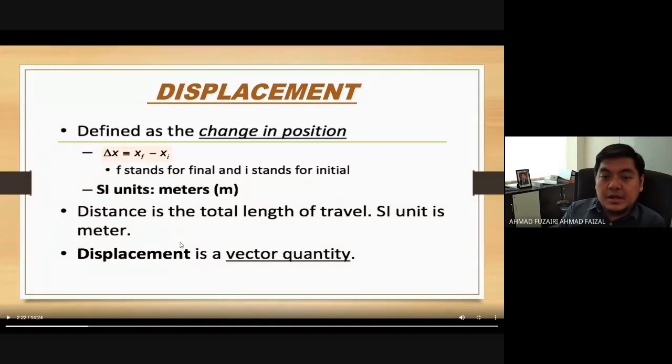The distance is the total length of travel. The SI unit is meter, and displacement is a vector quantity, while distance is a scalar quantity. So bila kita cerita pasal distance, maksudnya jarak lah. Jarak ialah scalar quantity, while displacement is sesaran, which means the vector quantity.